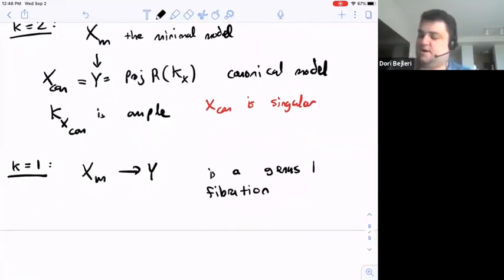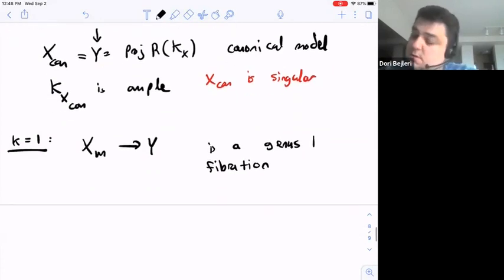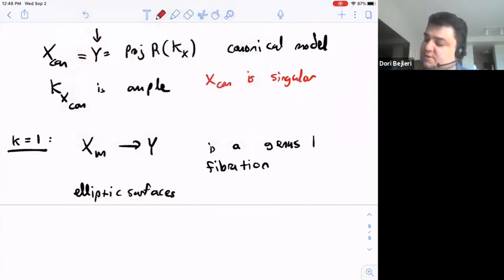Okay, so then in the Kodaira dimension 1 case, we have this genus 1 fibration. We'll call these elliptic surfaces. And the feature here, what's special about genus 1? Well, these genus 1 curves are the ones where the canonical bundle is trivial.